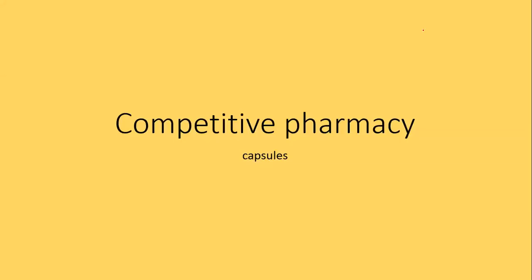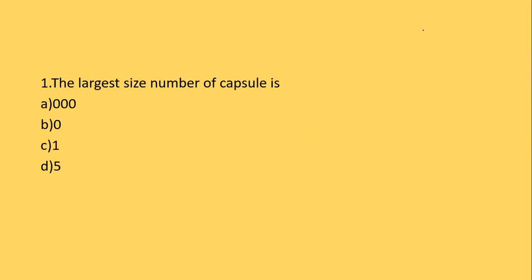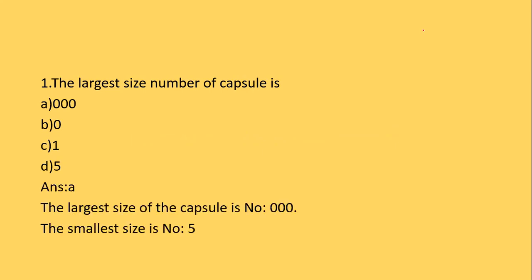Today we are going to discuss 10 MCQs from the chapter Capsules, subject Pharmaceutics. First question: the largest size number of capsule is option A, 000, option B, 0, option C, 1, option D, 5. So the largest capsule size is 000 and the smallest size is number 5.